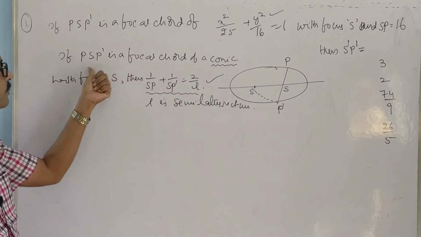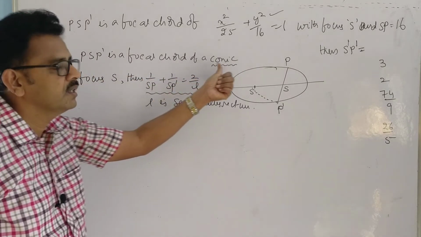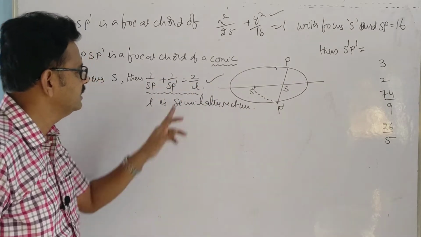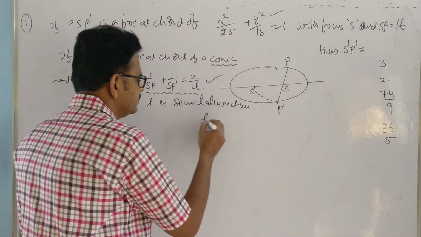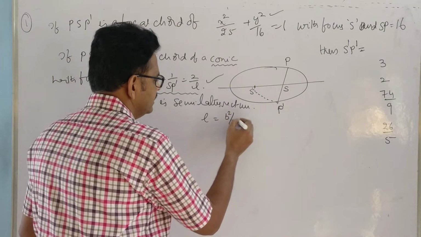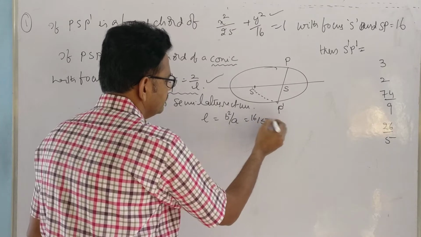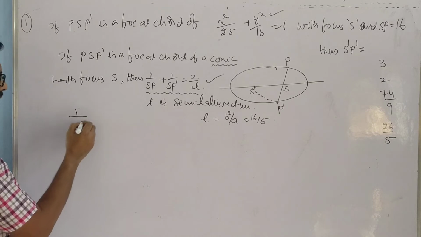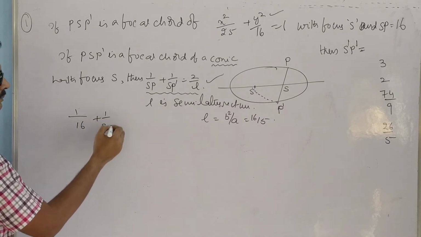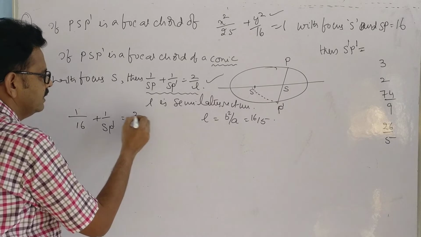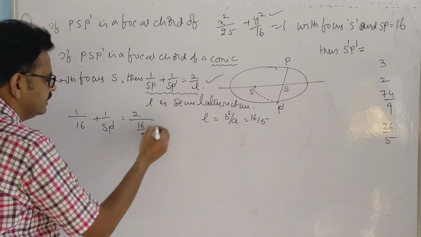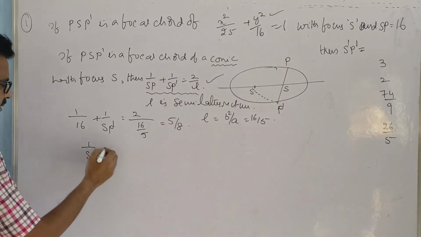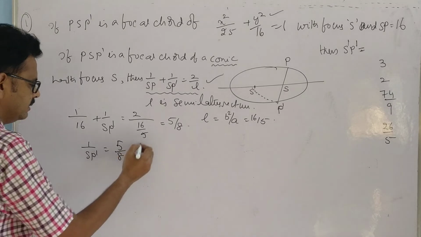Same process, PSP dash is a focal chord. So 1 by SP plus 1 by SP dash is equal to 2 by L, where L is the semilatus rectum. L is equal to B square by A, that is 16 by 5. Now 1 by SP is given 16, plus 1 by SP dash is equal to 2 by L, where L is 16 by 5, that is 5 by 8.